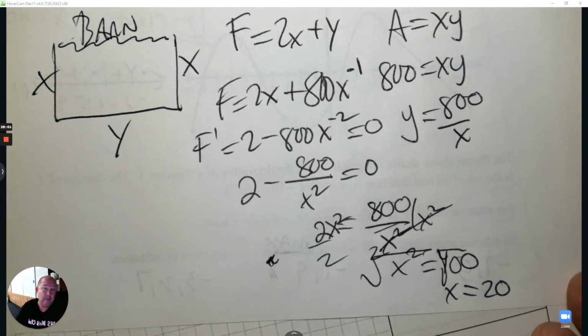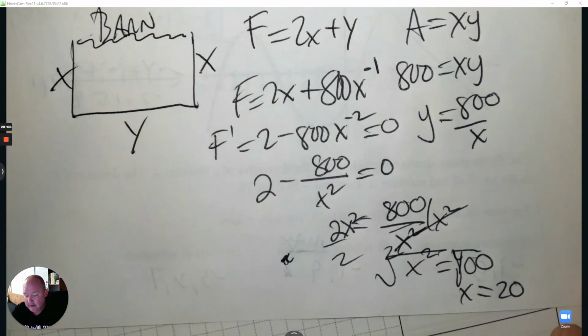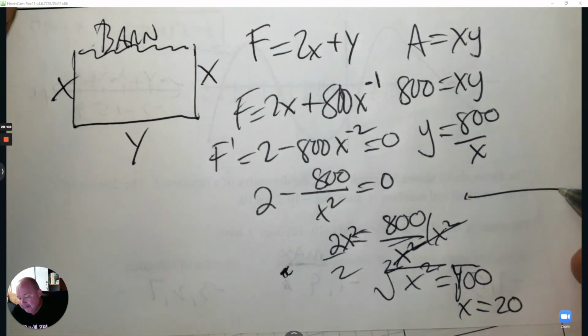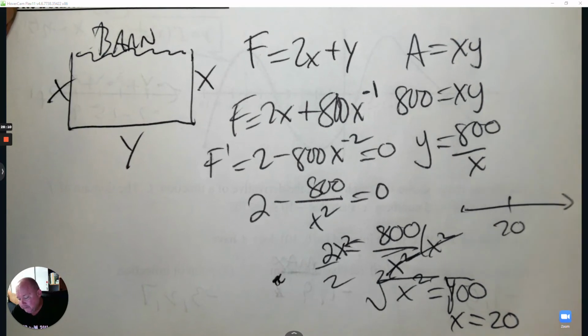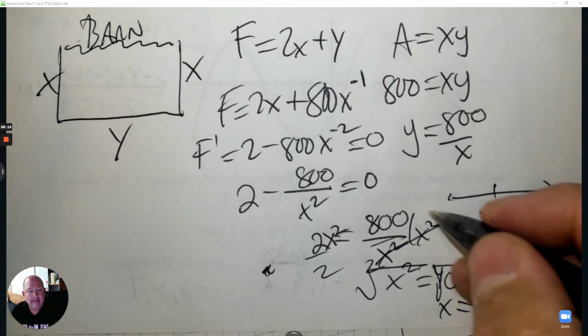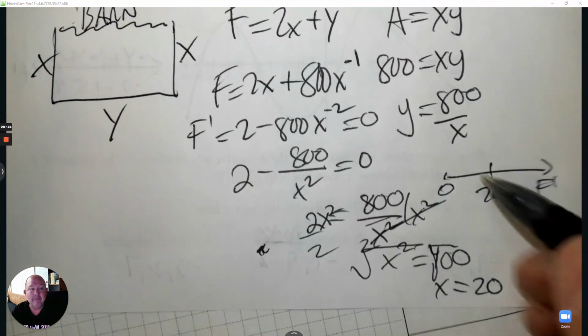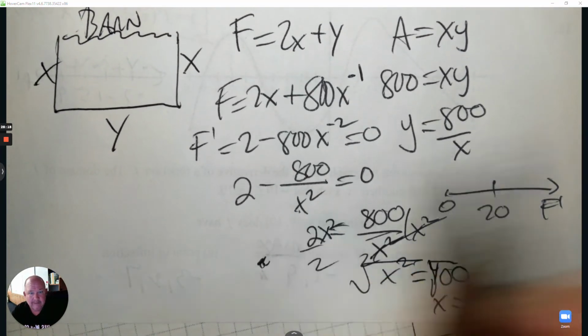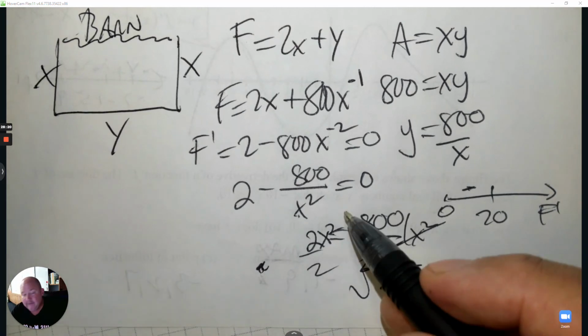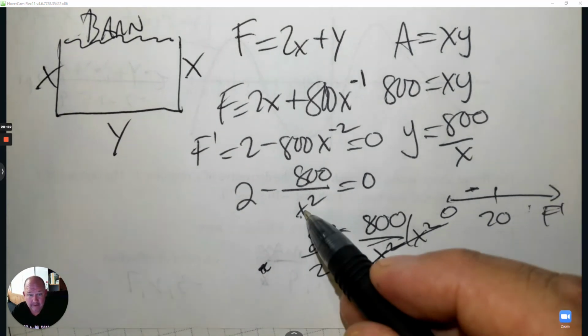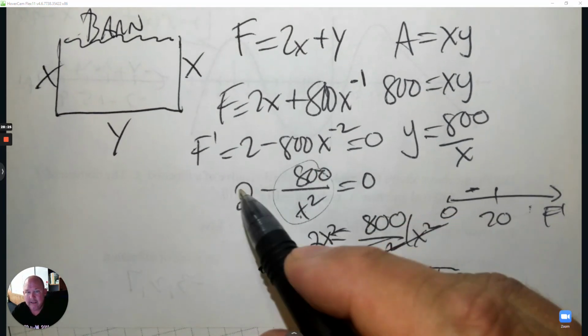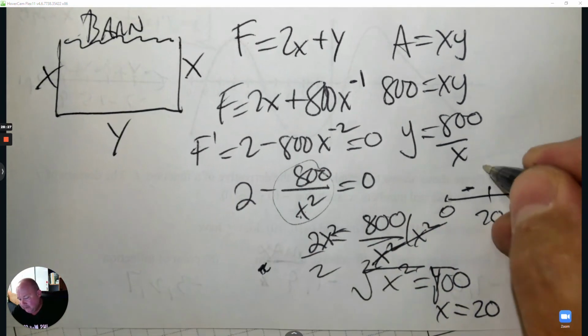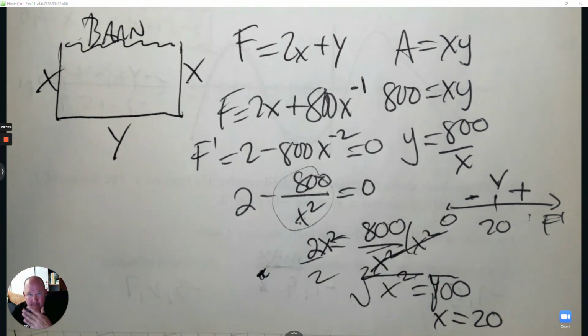But we have a real rectangle, a real fence, so it's not a negative value for that rectangle. So it's positive 20. I'm then going to draw a number line for the first derivative. Obviously, you can't have negative values. So pick a number between 0 and 20 and plug it in here. If you plug in positive 1, you get a negative value. If I plug in a number like 30 or 40 and square it, this fraction becomes smaller than 2. So now it's a positive value. And 20 gives us a minimum value.